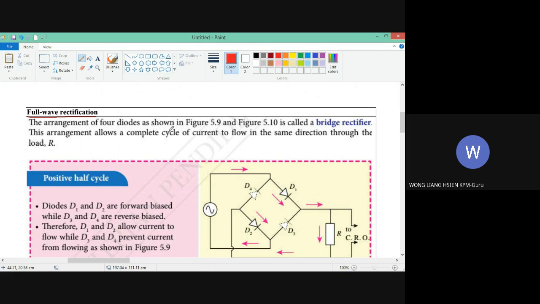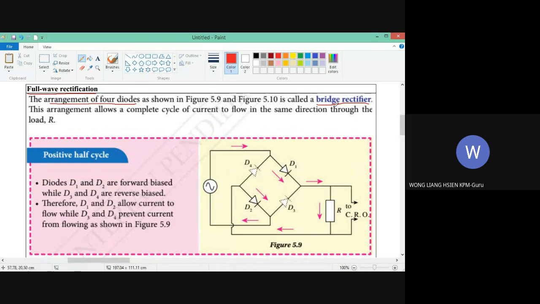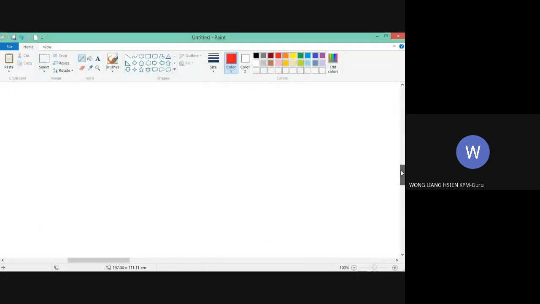The full wave rectification is achieved through a bridge rectifier. This bridge rectifier is the arrangement of 4 diodes in this way. You see, 1 diode, 2 diode, 3 diode, 4 diode. So the diodes are arranged in this arrangement. This arrangement of diodes is called the bridge rectifier, or the bridge rectifier circuit. So this looks very complicated right now. However, we need to learn how to draw. The way to draw is actually very simple.